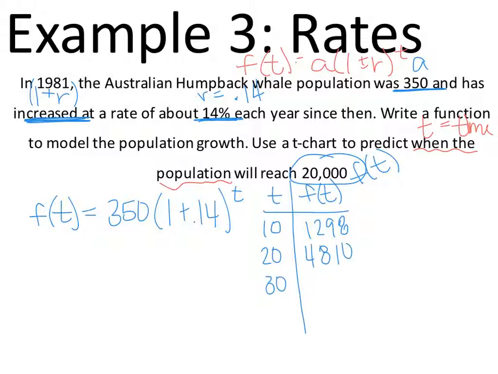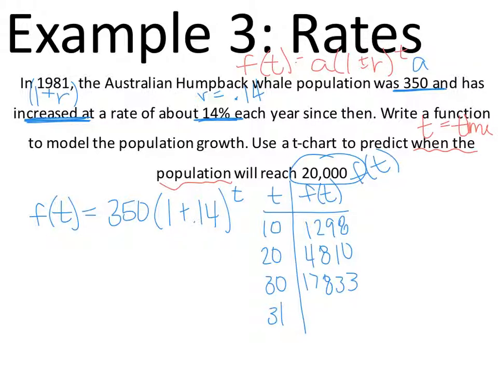So we're going to keep going and see where I get at 30. When I plug 30 into my equation, I got 17,833 whales. So this was super close because I need to get to 20,000. So from here, I'm not going to increase by tens anymore. I'm going to see where 31 years gets me.